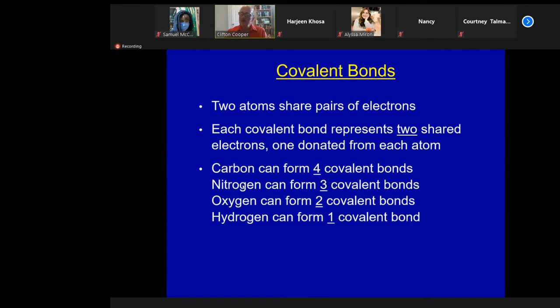Nitrogen is also pretty good at doing that. Then oxygen can only form 2 covalent bonds. Hydrogen can only form 1. You need to know these numbers. This is something to memorize.